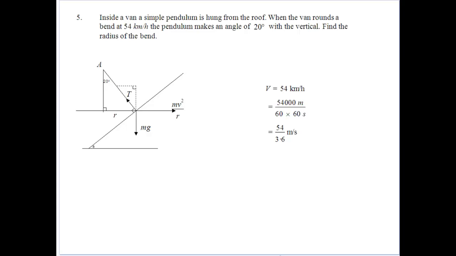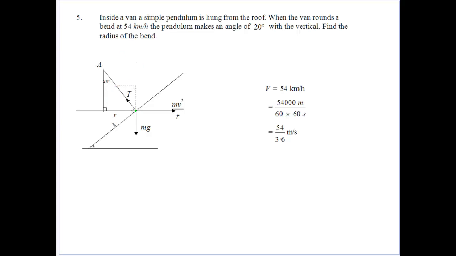We're looking at this question this time, and we've got a van going around a bend, and we've got a simple pendulum that's hung from the roof. So imagine one of those little things hanging from the roof, a little fluffy dice or something like that. The van rounds a bend at 54 kilometres an hour, and once it does that, the pendulum makes a 20-degree angle with the vertical. So what does that look like? Well, there's your vertical there, and your little fluffy dice moves out at a 20-degree angle.